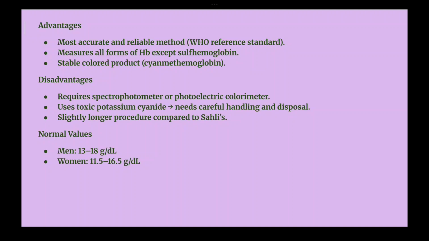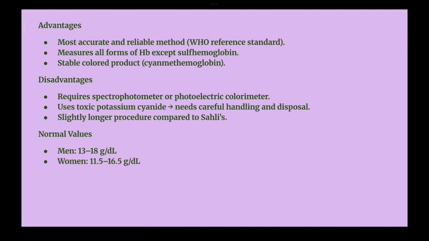This method can be performed on all forms of HB except sulfhemoglobin, because it has a sulfate conjugate along with the hemoglobin and it is difficult to determine under spectrophotometry. The advantages of this method are that it provides a stable colored product and does not depend upon the observer's error.